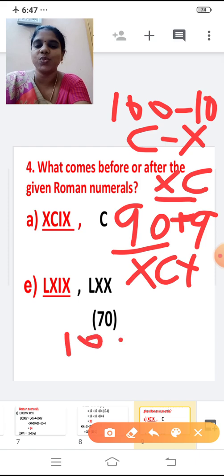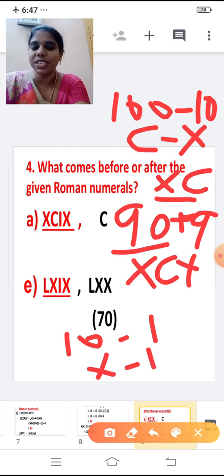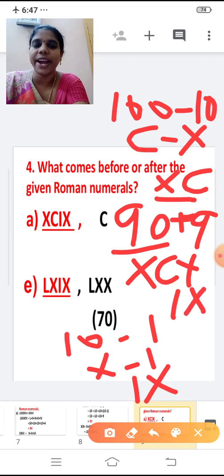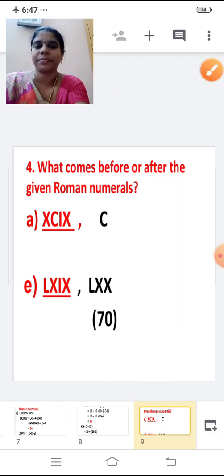So 10 minus 1, that means the value 10. Roman numeral for 10 is X minus Roman numeral for 1 is I. So when will you subtract? When the smaller one is placed before the larger one. So XC plus IX. Now add all together, XC plus IX. The answer is XCIX.